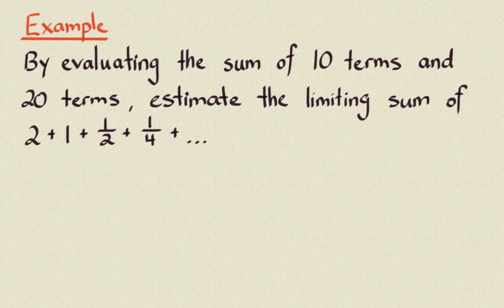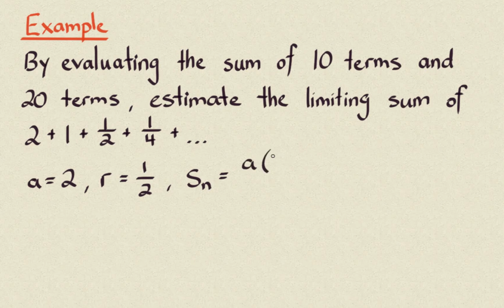So here's our example written out properly. Like I said, we're going 10 terms and 20 terms, so we'll do it in 2 sections, and here is our limiting sum. 2 plus 1 plus a half plus a quarter and so on. So let's write out the values that we know. Our first term is 2, and our common ratio we can see is a half. And we are after the sum of 10 terms, so we are going to use the sum formula. Now because r is less than 1, let's use this version.